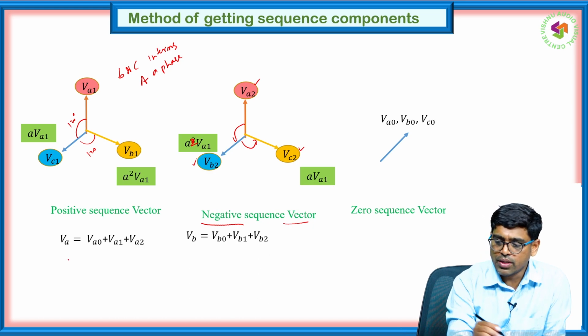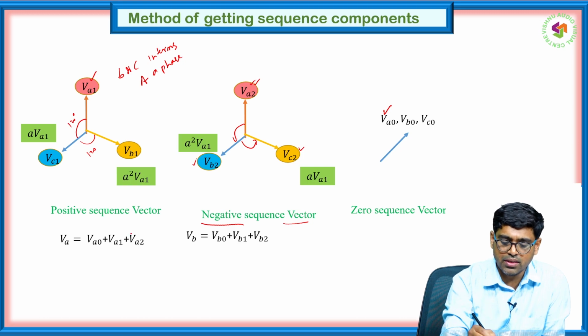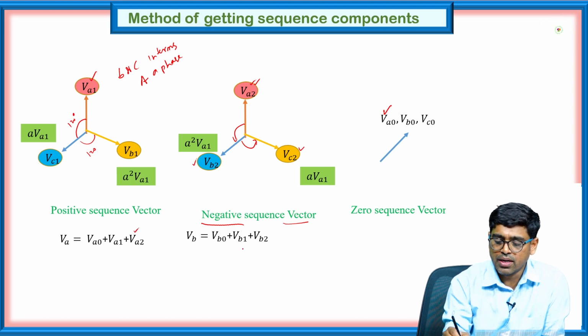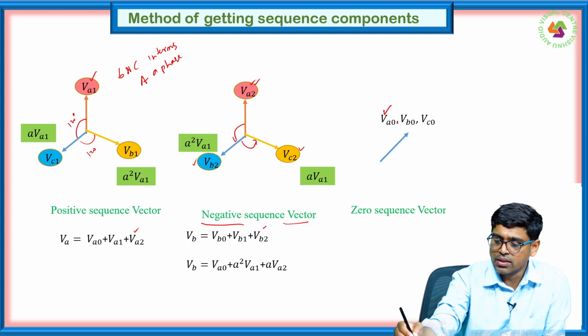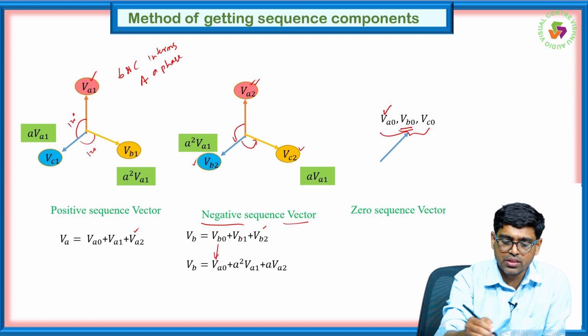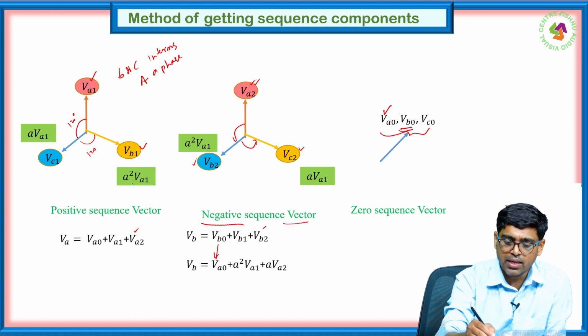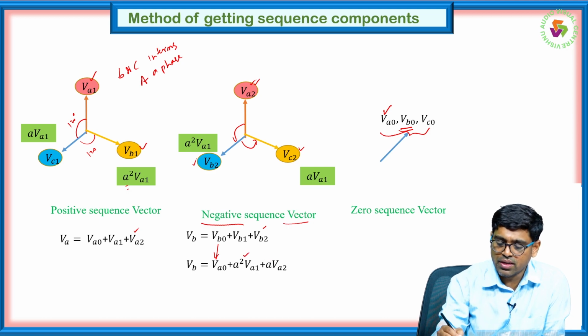So the A phase is nothing but VA0 plus VA1 plus VA2. The B phase is VB0, VB1, VB2. VB0 and VA0 are all in the same phase sequence, so VB0 we can write as VA0. VB1 is nothing but a squared times VA1.